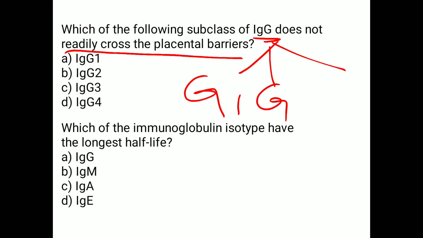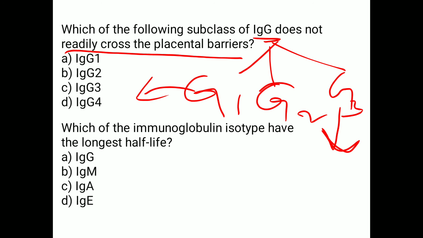Which of the following subclasses of IgG does not readily cross through the placenta? These are three types: IgG1, G2 and G3. We very well know that G3 is very efficient at crossing the placenta, G1 is somewhat lower, and G2 will not cross through the placenta. So option B is the correct one.